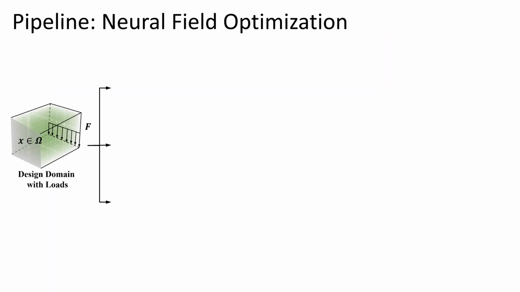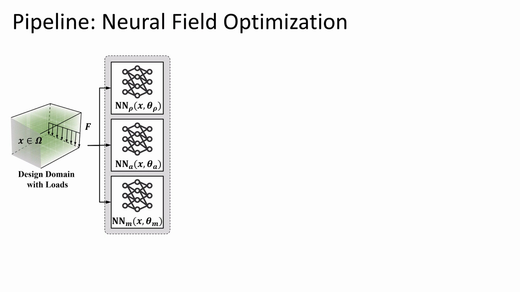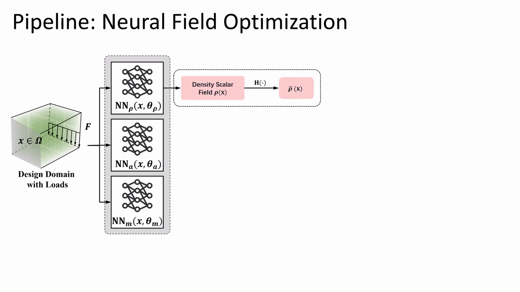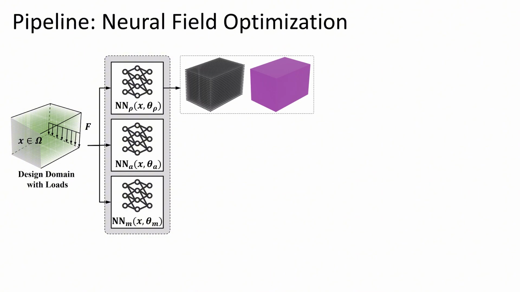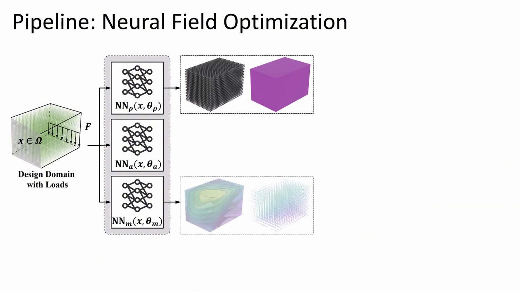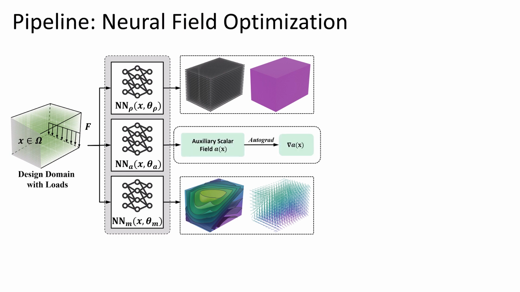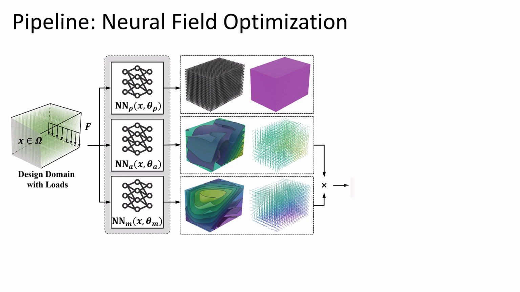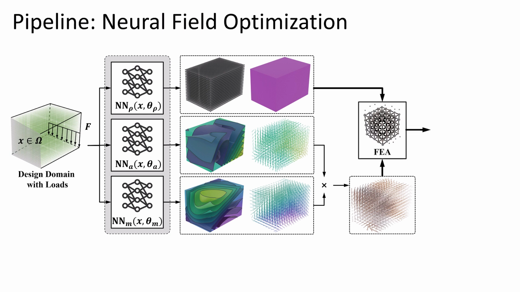Our co-optimization pipeline is based on three implicit neural fields, which include a density scalar field for topological structure, a material deposition field for manufacturing layers, and an auxiliary field to help define the fiber directions. Finite element analysis is employed to evaluate the mechanical strength according to Hofmann criteria in the loop of optimization.